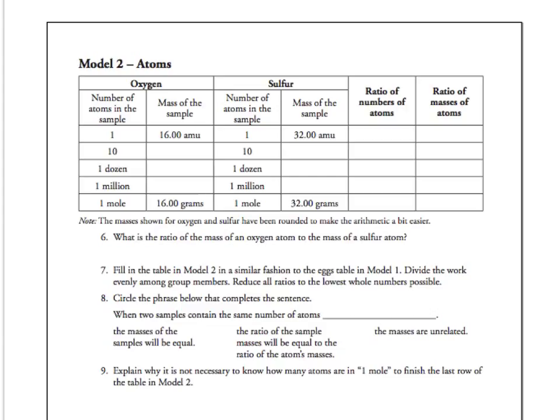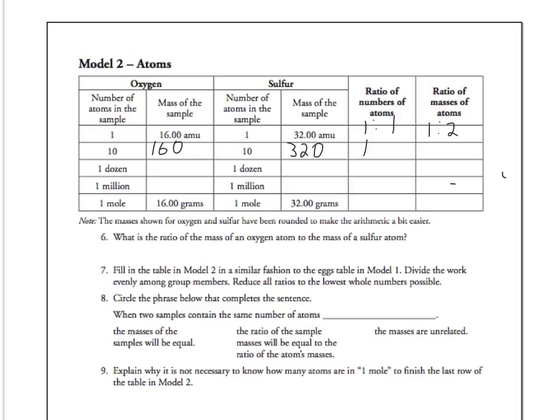So this is sort of a variation of what I used to explain the mole concept to you at the beginning. If you look, you've got one atom of oxygen, one atom of sulfur, so that means the ratio of atoms is 1 to 1. But the mass ratio is going to be 1 to 2 because the mass of a sulfur atom is twice as much. And then you can just continue on. So if you had 10 atoms of oxygen, that would be 160 AMU, and this would be 320 AMU.